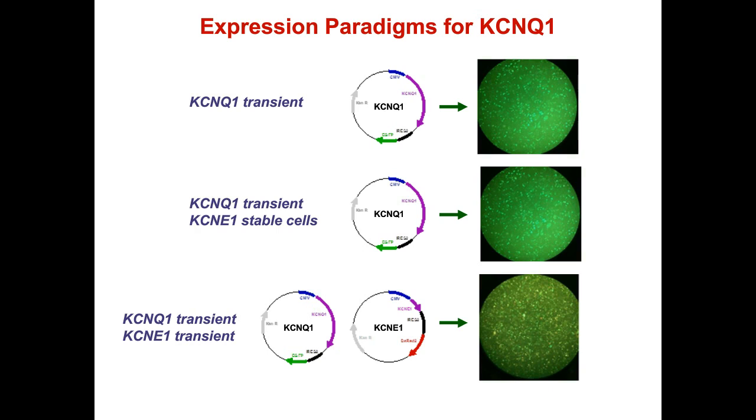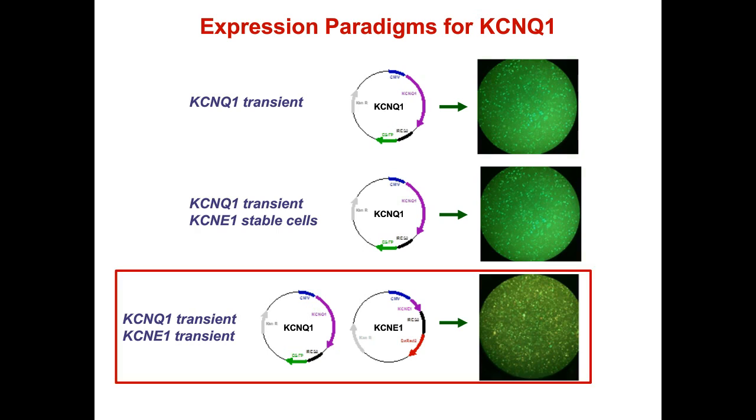It turned out that the stable cell lines that expressed KCNE1 alone weren't as stable as we wanted them to be. After several passages, the expression seemed to diminish. And so we gave up on that idea, with the goal of just optimizing transient expression of both KCNQ1 and KCNE1, which I may slip up every once in a while and just call Q1 and E1, just so everyone's aware of that.